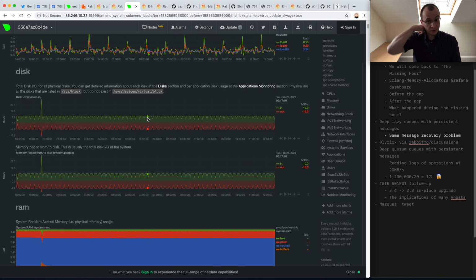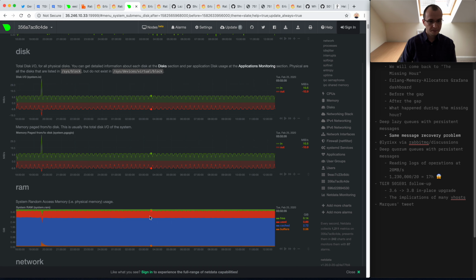We are writing and reading 10 megabytes per second. And the RAM, again, we're looking at a day and a half. It's fairly flat, right? So no problem.